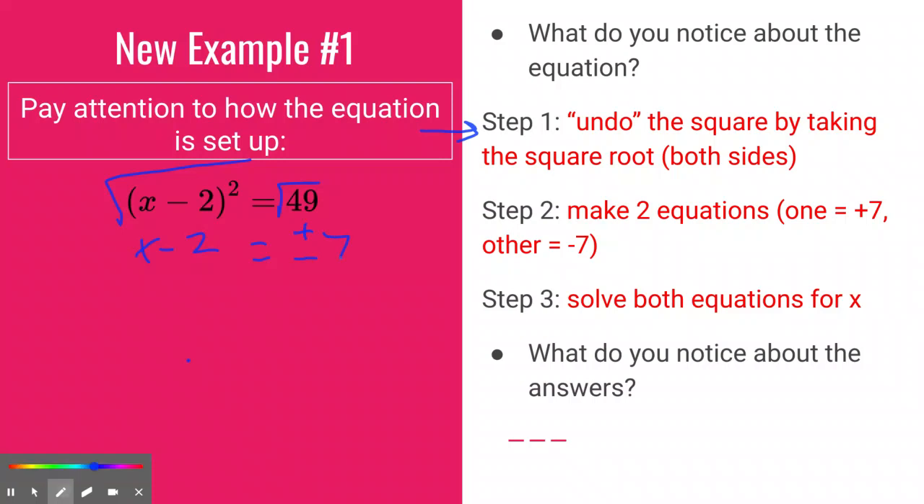Now what we have to do is solve both equations for x. So we have to have 2 equations: x minus 2 is equal to 7, and x minus 2 is equal to negative 7. Now, for both of these equations, we have to cancel out the 2, which means we add 2 on both sides.